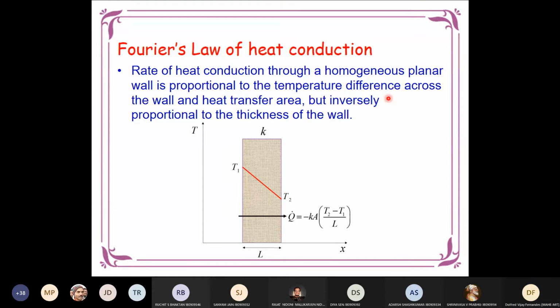Then it is also proportional to area, but that area cannot be shown easily in this image. So can you tell me which is the area? The area should be the heat transfer area, which is perpendicular to the direction of heat transfer. Q will take place perpendicular to area A, but it is inversely proportional to the thickness of the wall. Thickness.